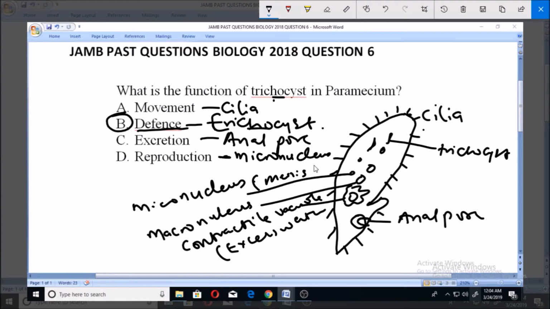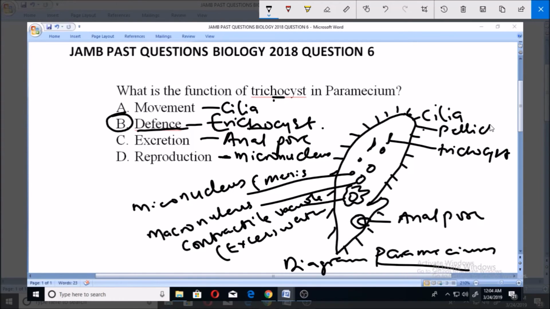So B is the right answer, and this is the diagram of a paramecium. It's a eukaryote. So this diagram shows the various parts and functions. Very important to note is also this boundary, which is known as the pellicle. This pellicle is what actually covers the body and gives it its shape. So pellicle gives the paramecium its shape.